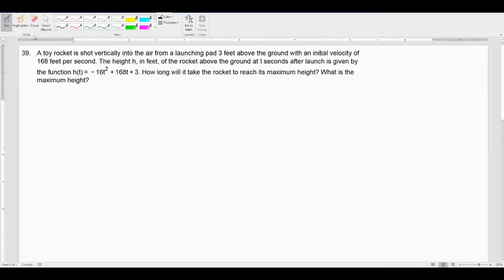On this example, we're going to use this function to find the rocket's maximum height and how long it takes. First we'll find out how long it takes, which is the time, t, to reach its maximum height, and we're going to find that maximum height, which is h. And the way we do that is, it's actually a vertex problem.